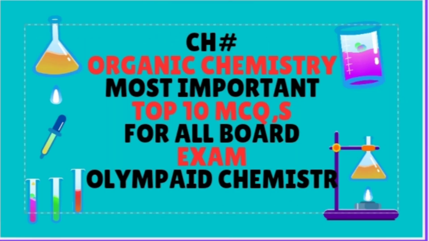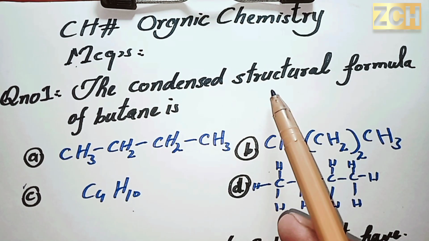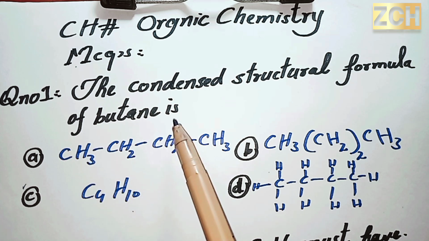Today we will discuss the most important MCQs from the chapter Organic Chemistry. So, first question: the condensed structure formula of butane is.